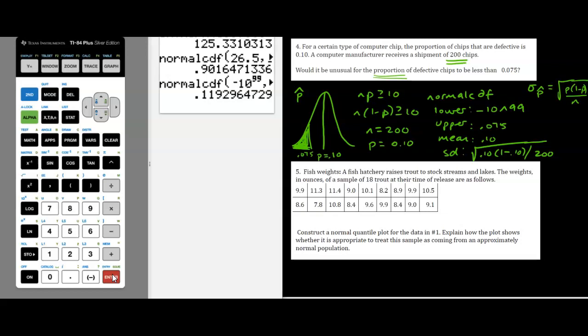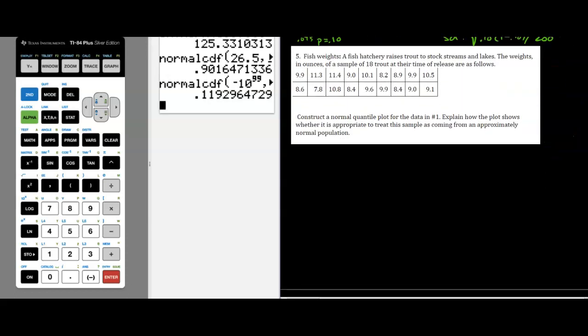And so there you go, you get 0.1193. So our answer to this question, 0.1193. Okay, let's go down to this last example.